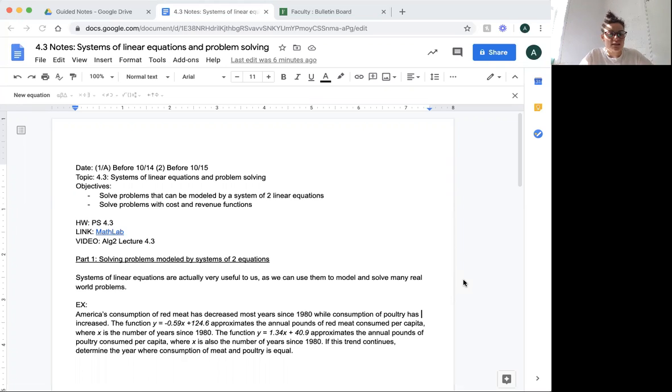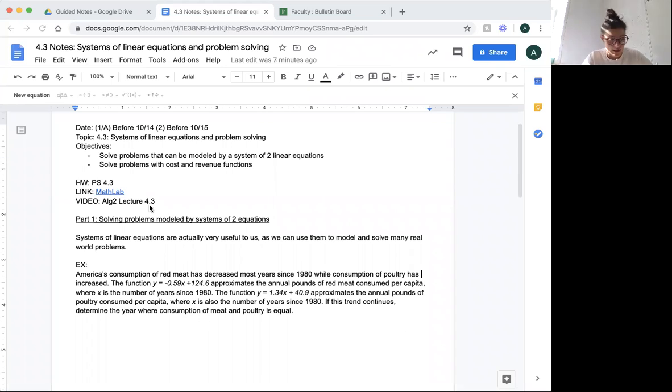Section 4.3, systems of linear equations and problem solving. So our objectives are solve problems that can be modeled by a system of two linear equations and solve problems with cost and revenue functions. Homework problem set 4.3 posted on Math Lab, and this video will be linked right here for you.